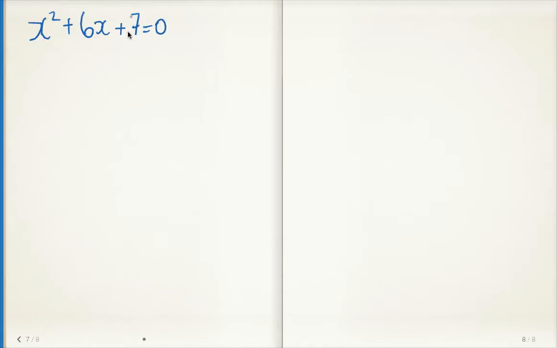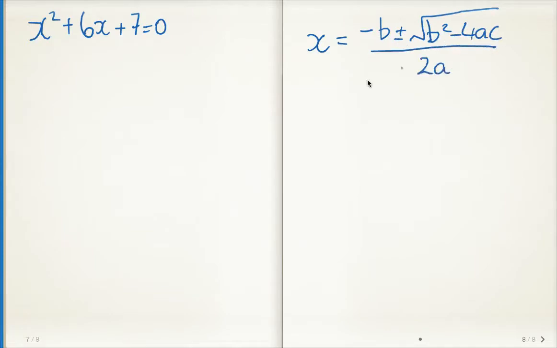Okay, the 7's a prime number, we can only do 7 and 1. I could do 7 minus 1, and I would get 6, but 7 times minus 1 would be negative 7. So I can't factorize that. So I need to use either completing the square or the quadratic formula. Now remember, the quadratic formula is this: x is equal to negative b plus or minus the square root of b squared minus 4ac, divided by 2a.